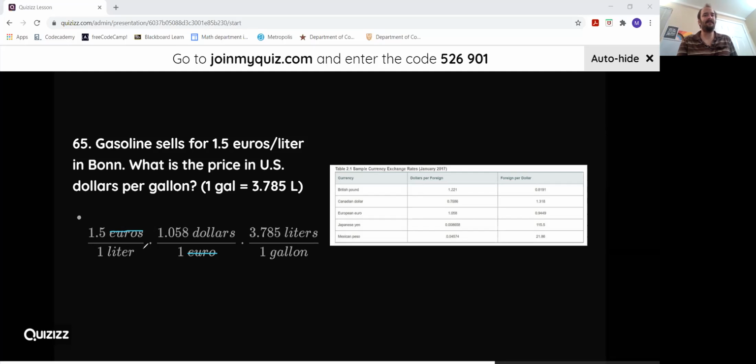The other thing I want to fix here is this thing called liters. I know my liters is on bottom here. So if I want to get rid of it, I got to swap it. So liters here has to go with liters on top here. And I'm going from liters to gallon. If I look at this, my top is in dollars, my bottom is in gallons. This is in dollars per gallon like they asked. We're taking dollars, dividing by gallons, that's dollars per gallon.